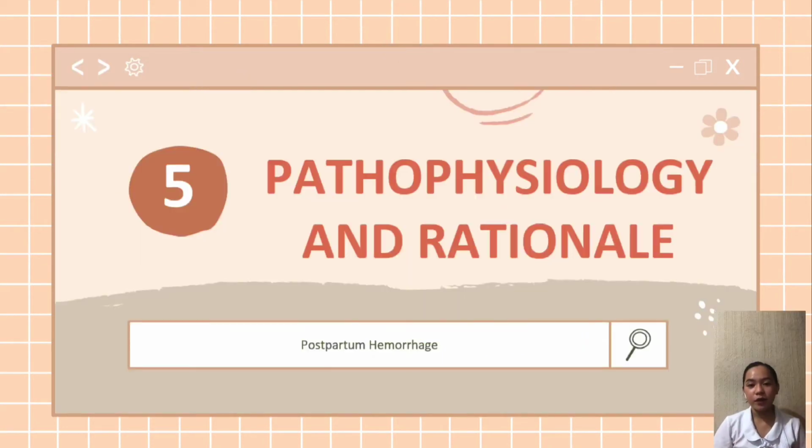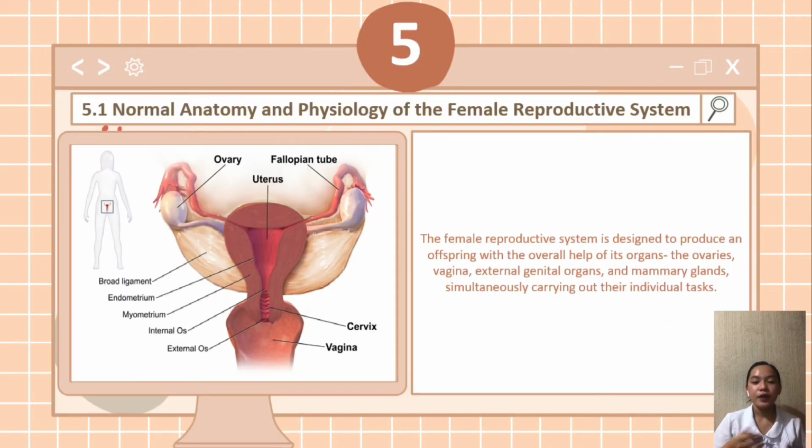We will be talking about pathophysiology and rationale. Normal anatomy and physiology of the female reproductive system. The female reproductive system is designed to produce an offspring, with the overall health of organs and ovaries. The ovaries are small, oval-shaped glands that are located on either side of the uterus. The vagina is a canal that joins the cervix, the lower part of the uterus, to the outside of the body. The vagina is also known as the birth canal.